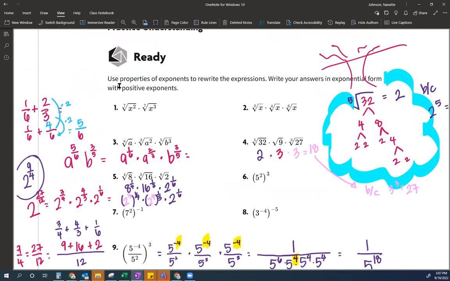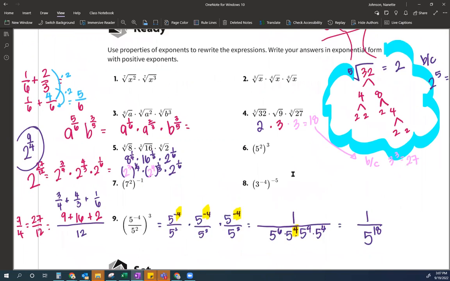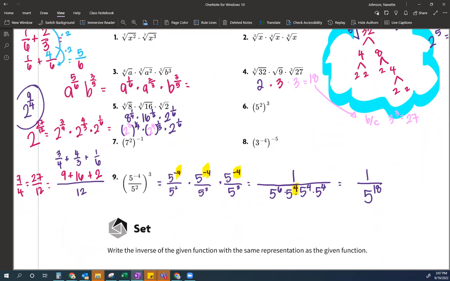Okay, let's see if we followed directions. Use properties of exponents. Yes, we did. To rewrite the expression, write your answer in exponential form with positive exponents. Yep. Done. Awesome work. Strong work.